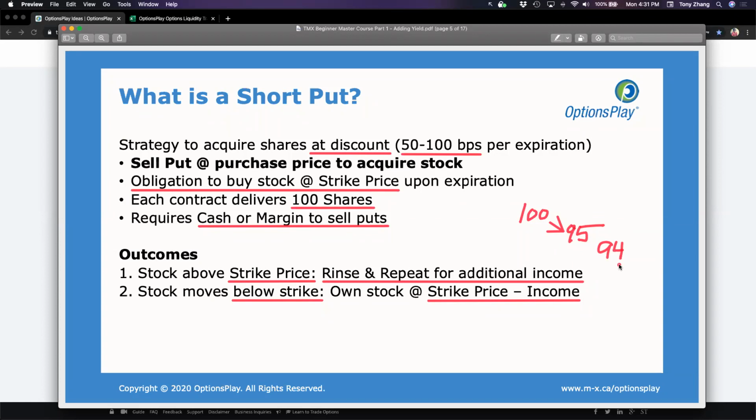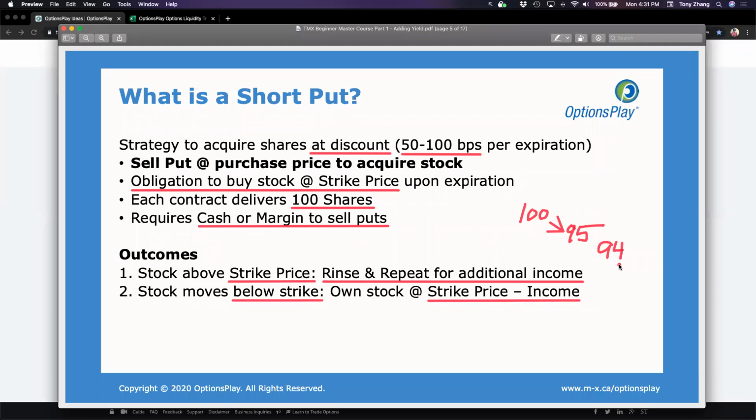So that's the first step in enhancing your equity positions, is buying all the stocks and ETFs that you want to acquire, but doing so at a discount. And short puts allow you to do that. And I want to show you some more examples today of how you can utilize this strategy.